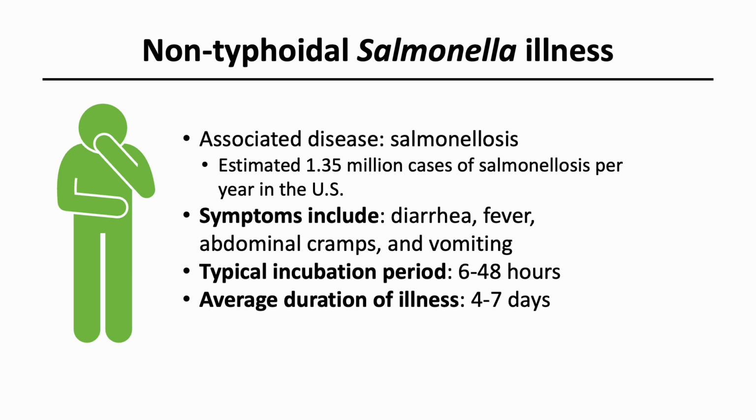Non-typhoidal salmonella, which we will refer to as Salmonella for the remainder of this presentation, causes approximately 1.35 million cases of salmonellosis in the U.S. each year. Common symptoms of salmonellosis include diarrhea, fever, abdominal cramps, and vomiting. Generally, Salmonella has an incubation period ranging from 6 to 48 hours, and people with salmonellosis typically experience symptoms of foodborne illness for 4 to 7 days.